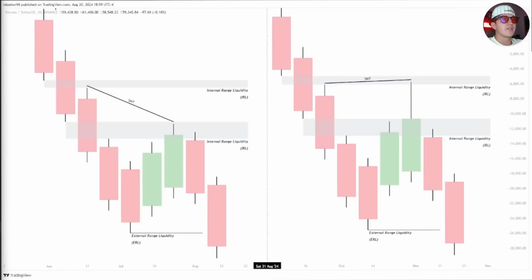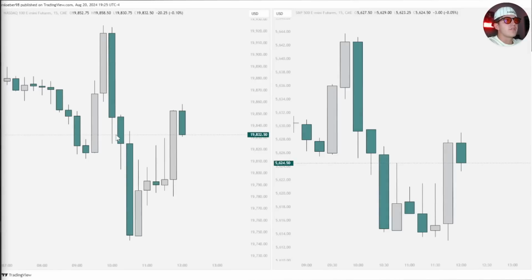Make that a very strict rule for yourself when you're looking for executions, because understand this, SMT validates all of your trade ideas. So now that you guys saw this schematic on everything for internal and external and SMT divergence, I'm going to show you a trade that I took and an example of the S&P 500 and the NASDAQ in this exact representation.